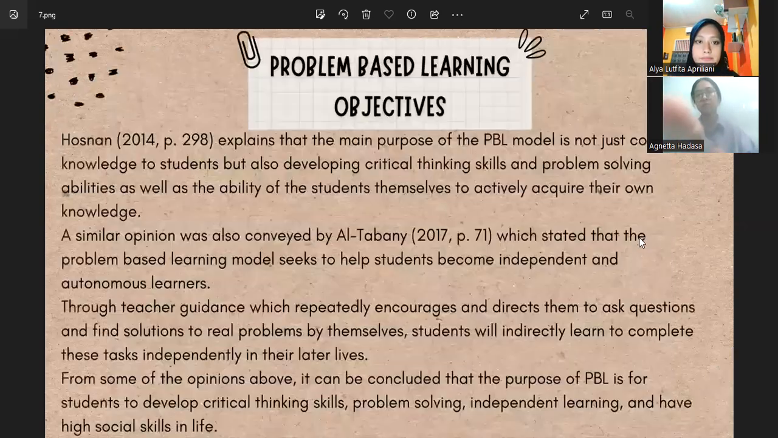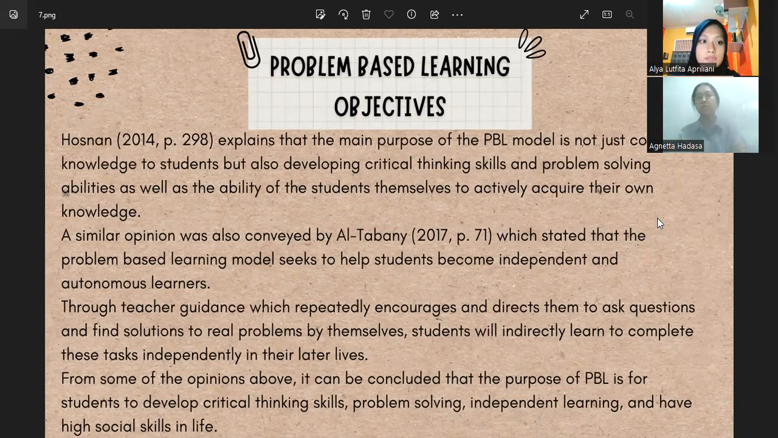Problem-based learning objectives. Hosnan 2014 explains that the main purpose of the PBL model is not just conveying knowledge to students, but also developing critical thinking skills and problem solving abilities, as well as the ability of the students themselves to actively acquire their own knowledge.